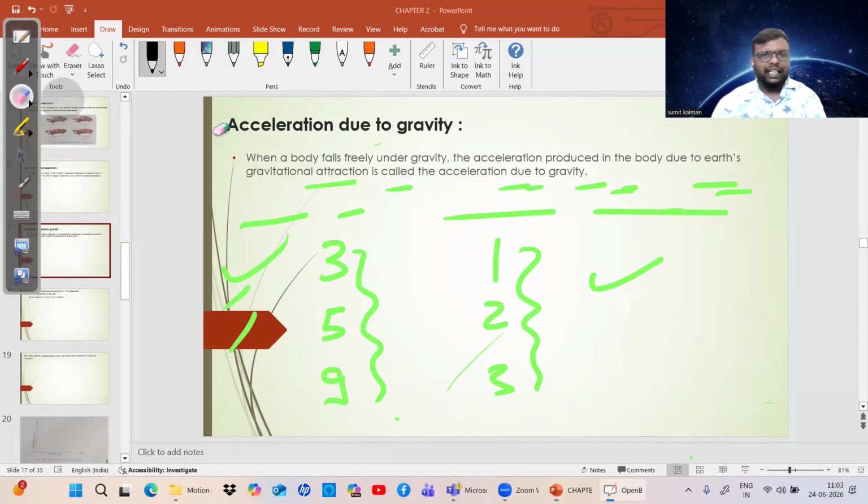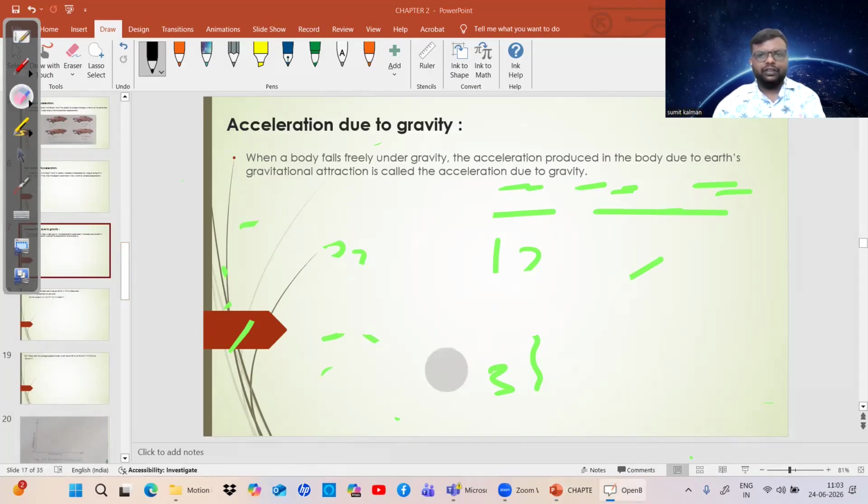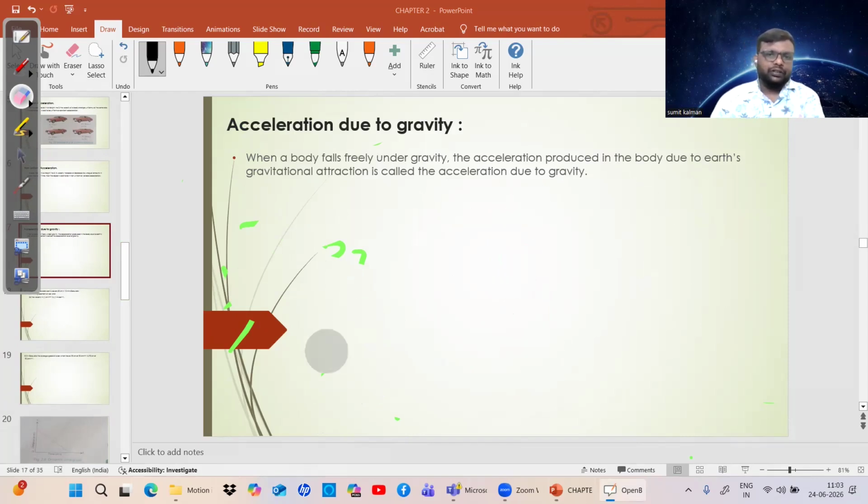Now next is students, acceleration due to gravity. This is also a very important concept. If you understand it, it will make your life of physics simple when you reach grade 11th. So now, acceleration due to gravity.